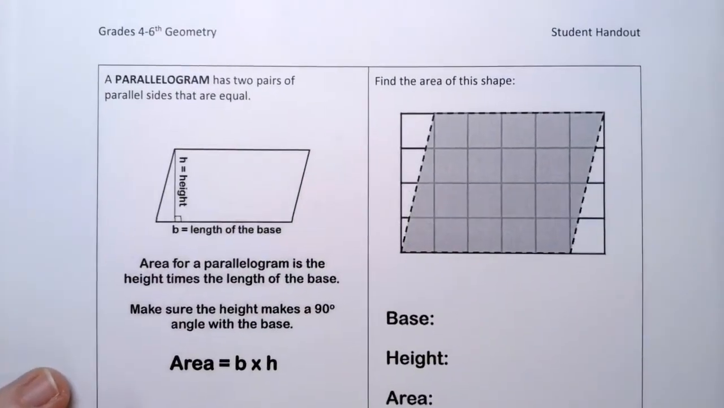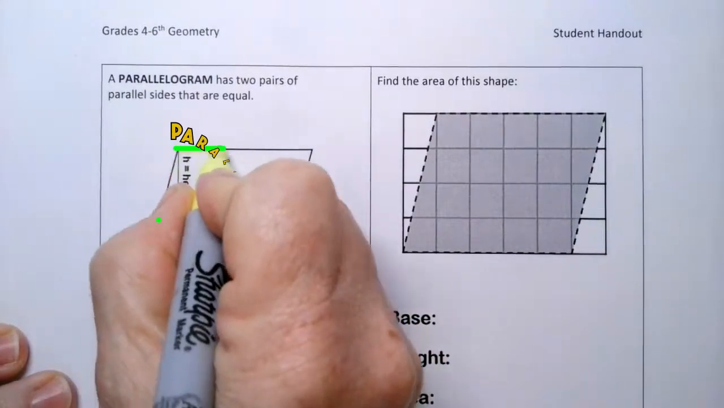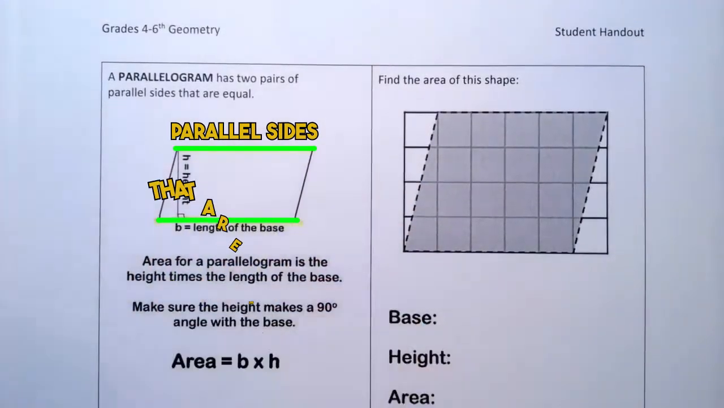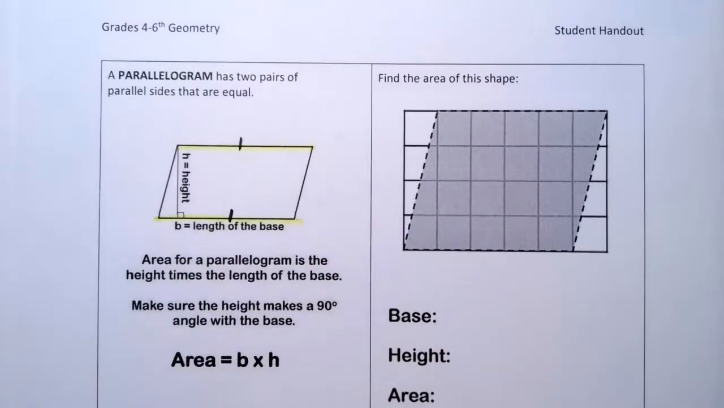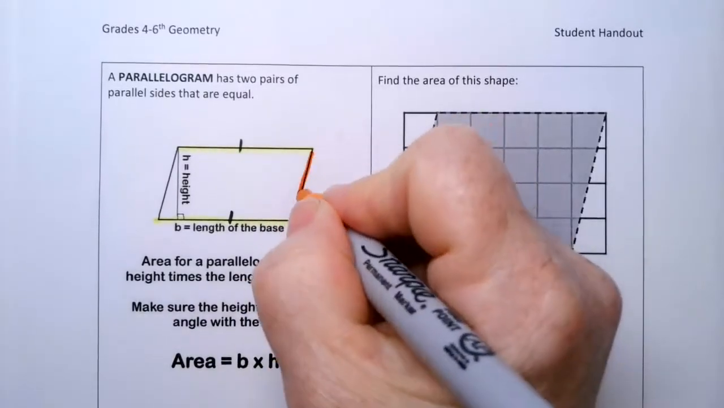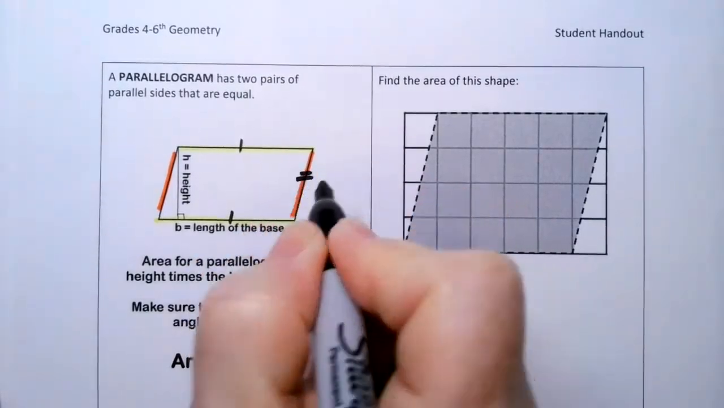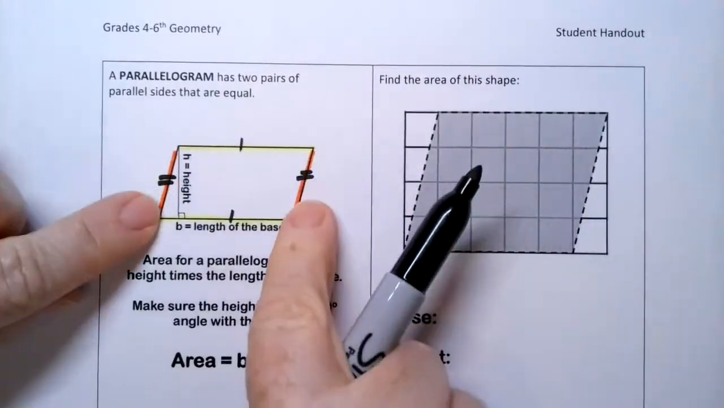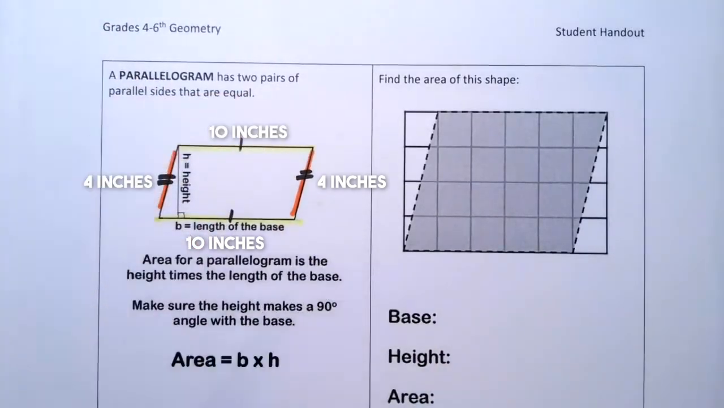Parallelograms, and extra bonus points for anybody that can spell it without looking. All right, a parallelogram is a type of quadrilateral. Now watch this. It has two pairs of parallel sides that are equal. That one's equal, and where's the other one? Yeah, here's the other one right there. And so those are equal, so I'm gonna put 2 tick marks. So those are the same. So if this is 4 inches, that's 4 inches. If this is 10 inches, that's 10 inches.